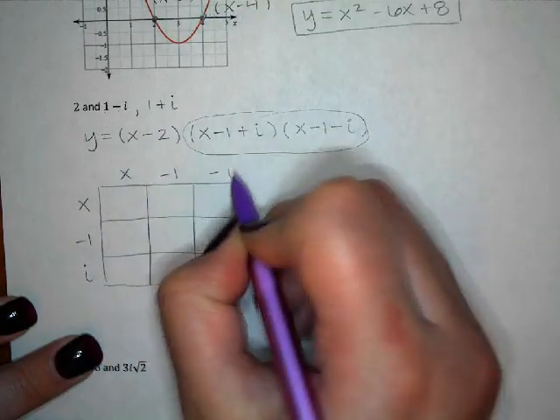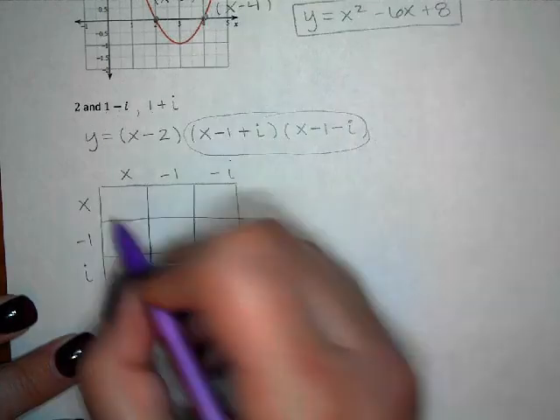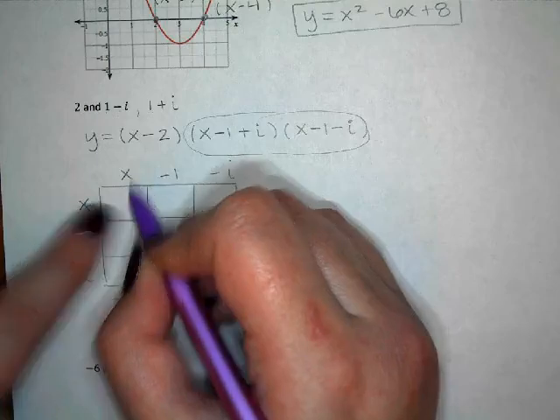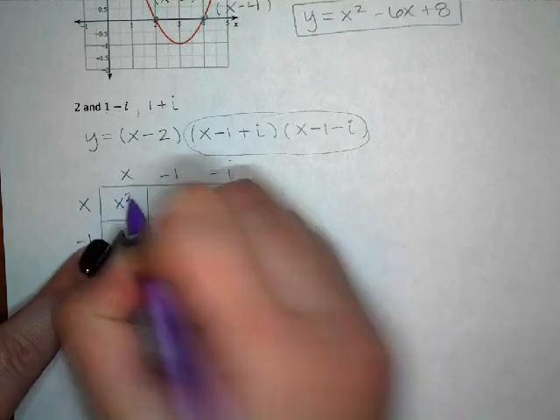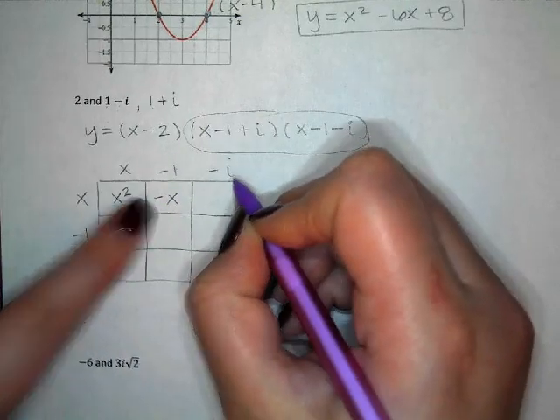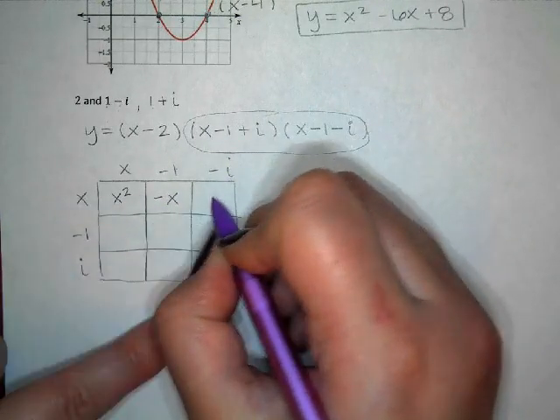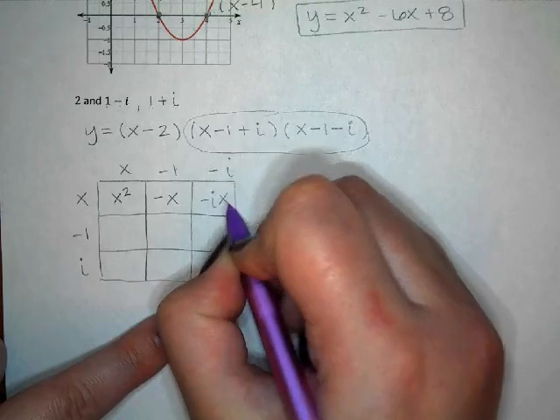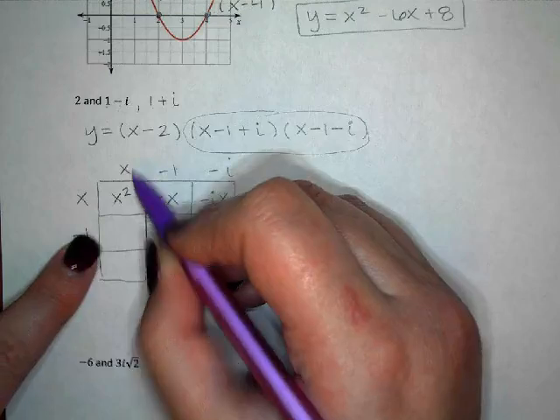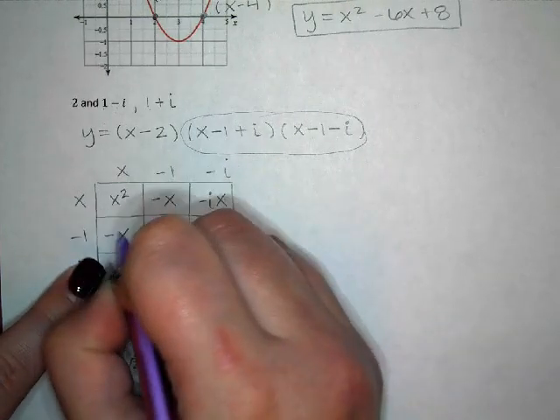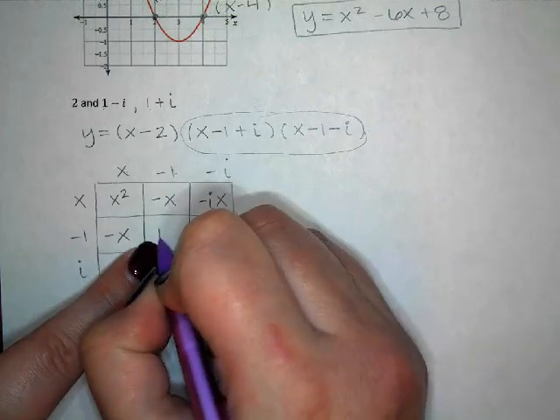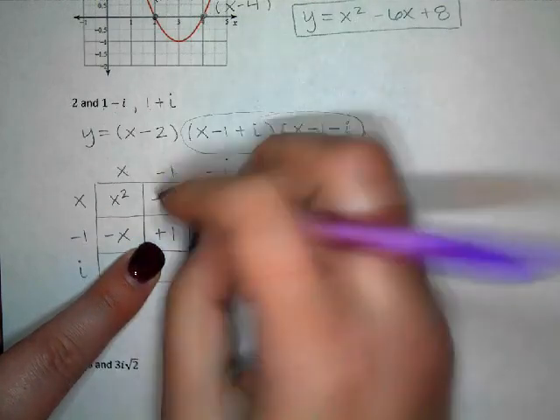So x times x is x squared. x times negative 1 is negative x. x times negative i is negative ix. And don't worry about that, it's going to cancel out. Negative 1 times x is negative x. Negative 1 times negative 1 is positive 1. I don't know why I wrote the positive, just 1. Negative 1 times negative i is positive 1i.